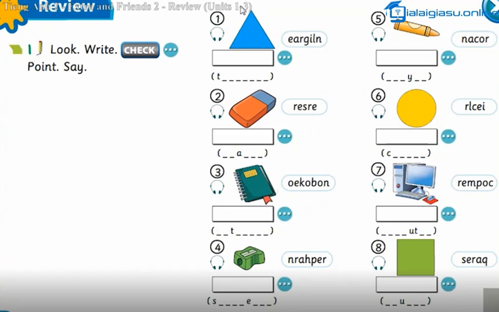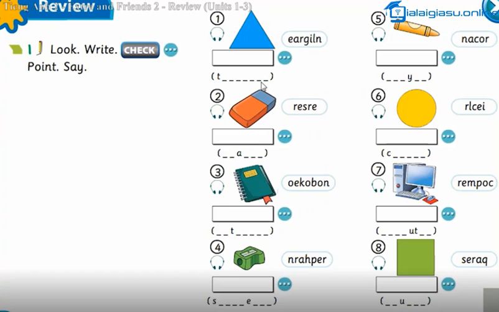First, let's look. What shape is it? It's a triangle. Do you remember how to write the word triangle? Con biết cách viết chữ triangle không? Good job. Now get your pencil and write down the word triangle. Bây giờ con viết xuống giùm cô chữ triangle ở đây ha.